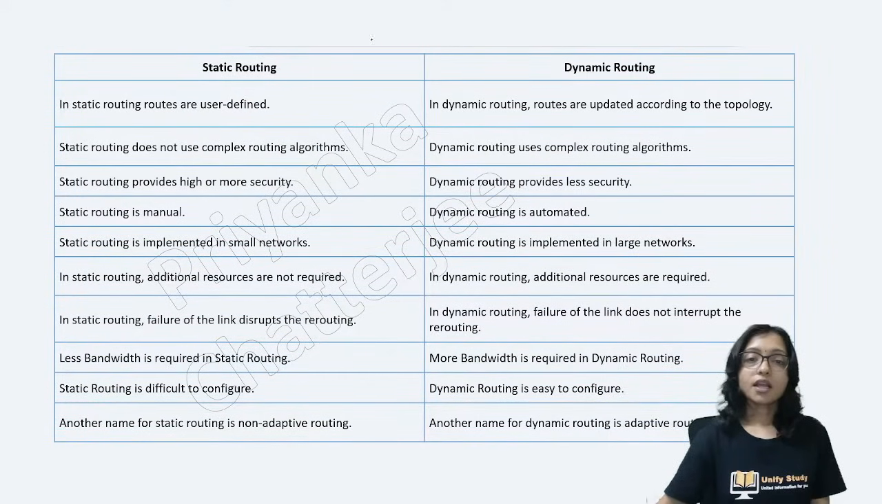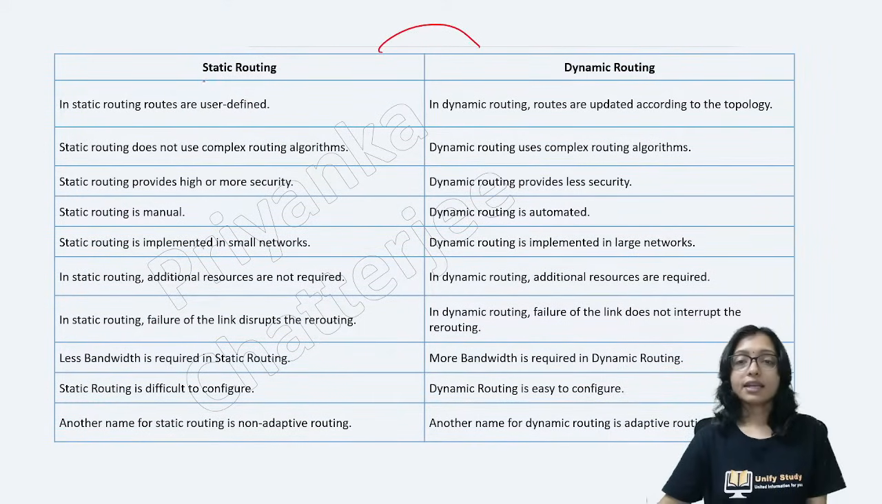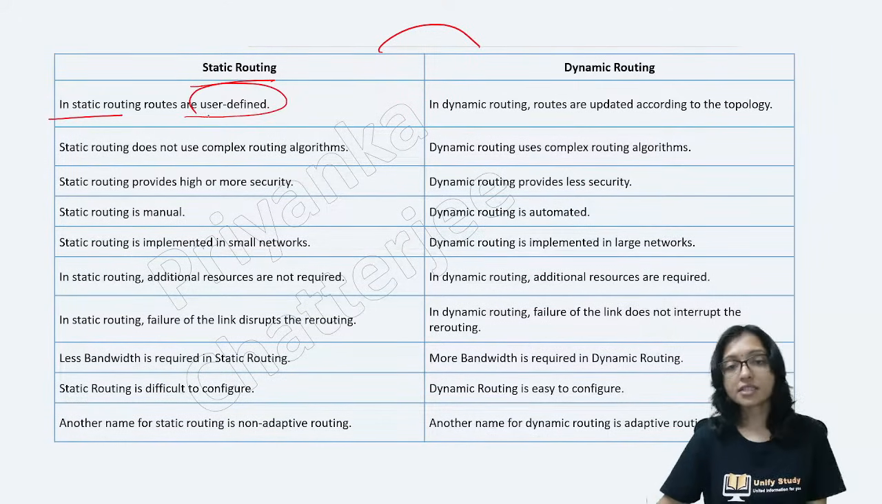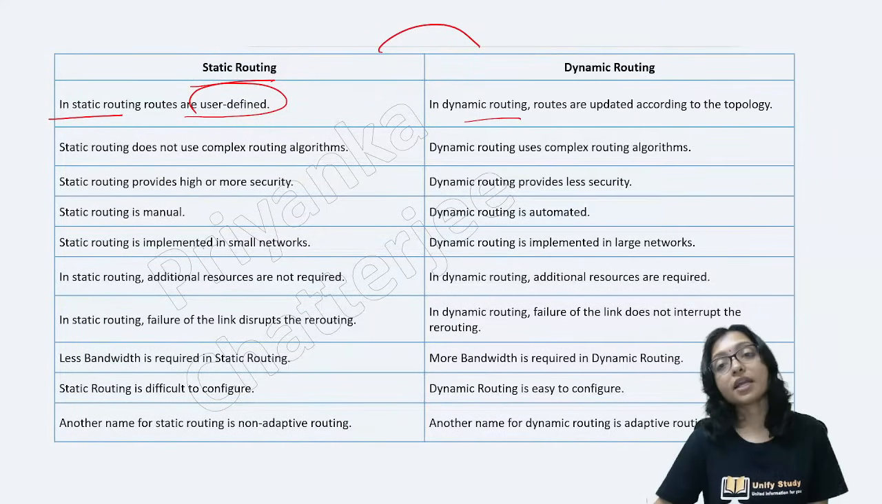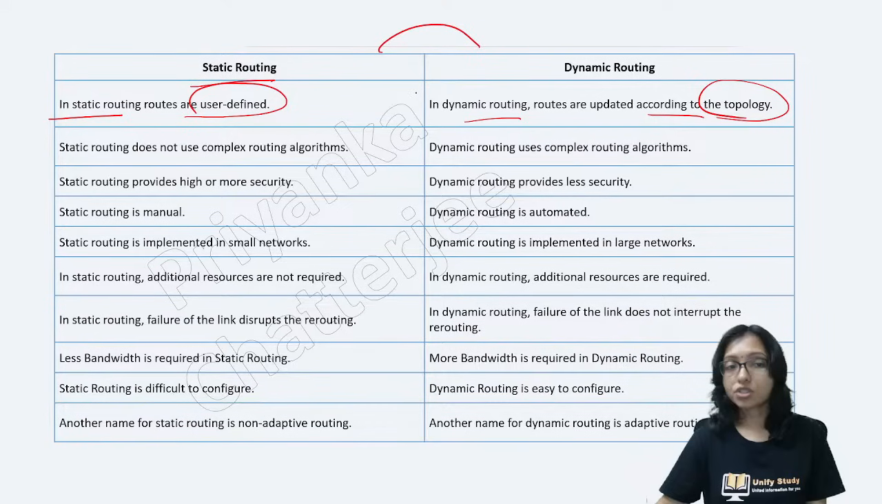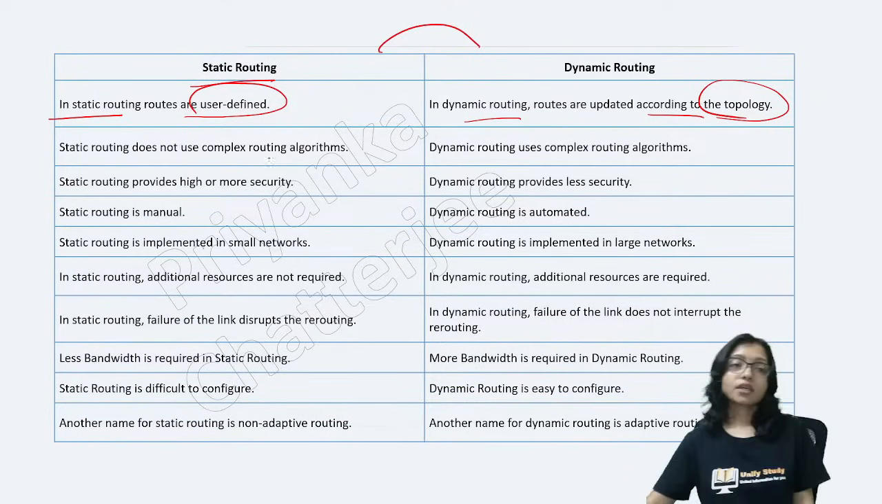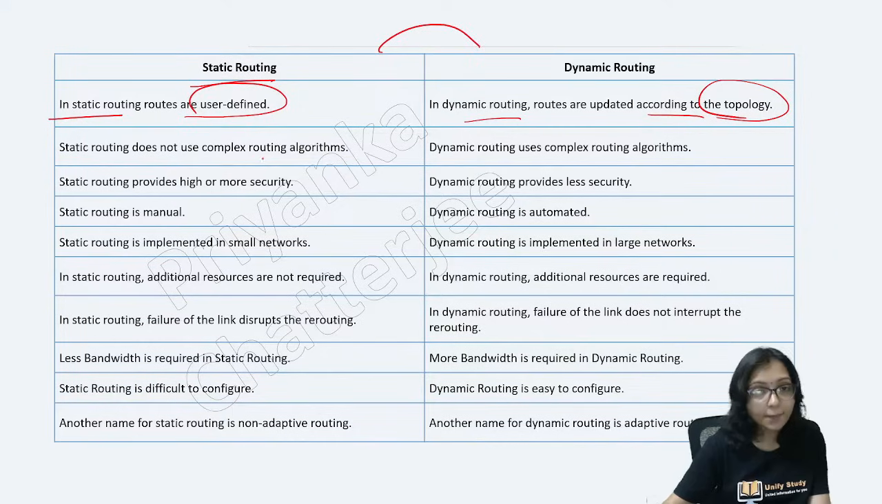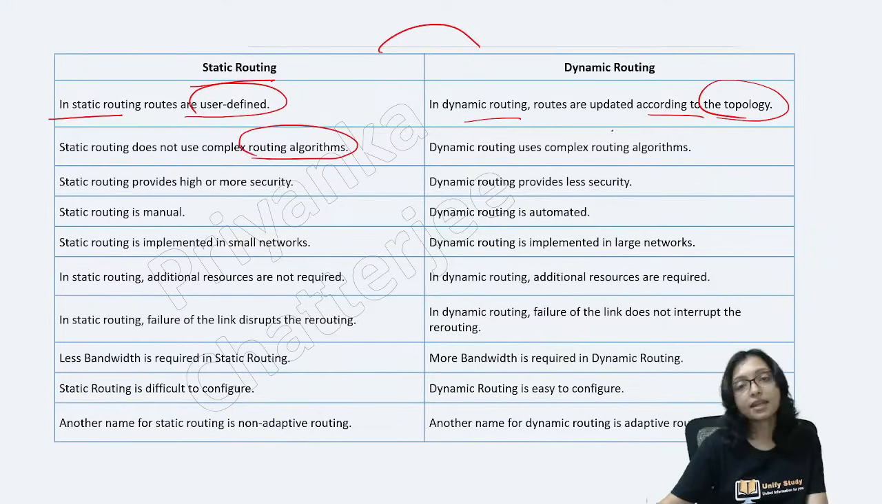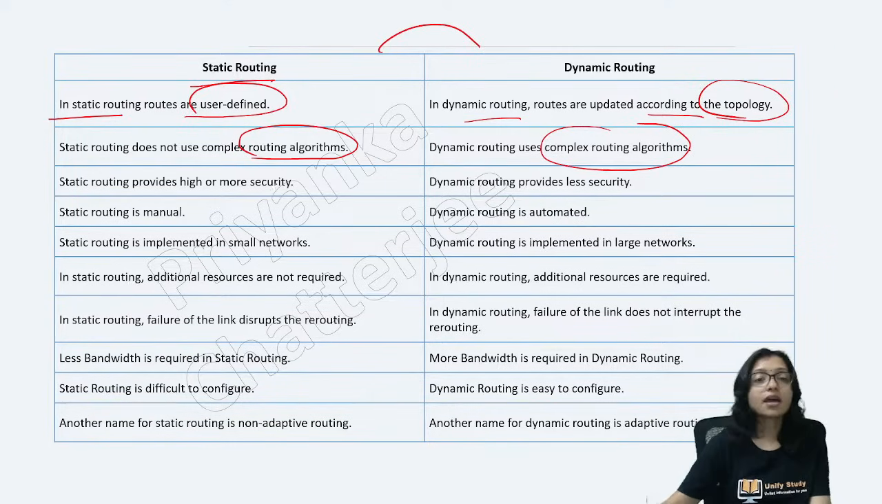Here is the difference between static and dynamic routing. In static routing, the routes are user defined. In dynamic routing, routers update according to the topology you are using. Static routing does not need a complex routing algorithm, and dynamic routing is very complex because it is updated dynamically. Static routing provides more security. Dynamic routing provides less security. Static routing is manual. Dynamic routing is automated.